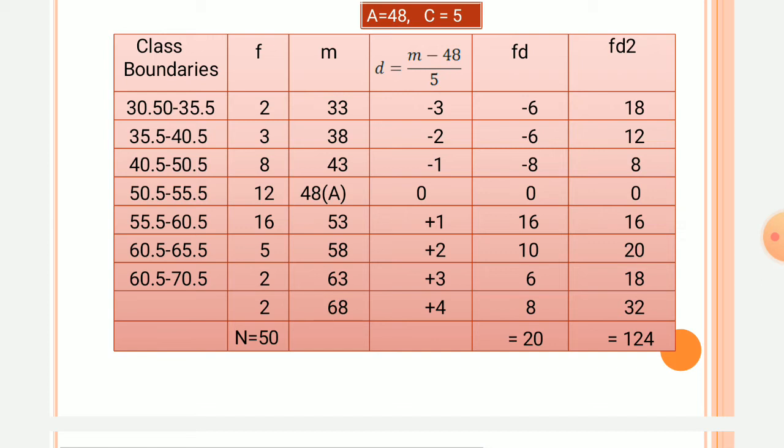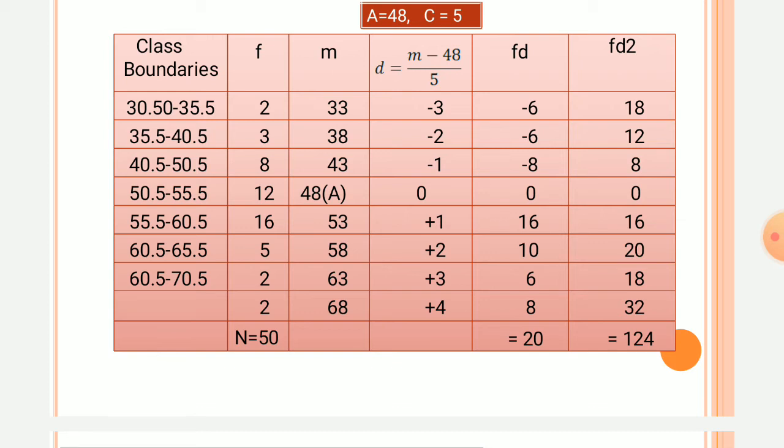Minus 3 into minus 6 is 18, minus 6 into minus 2 is 12, minus 8 into minus 1 is 8, 0 into 0 is 0, 16 into 1 is 16, 10 into 2 is 20, 6 into 3 is 18, 8 into 4 is 32. Now the sum of all these: fd square, fd and f. The total of fd square is equal to 124.